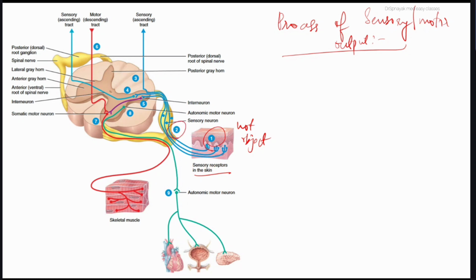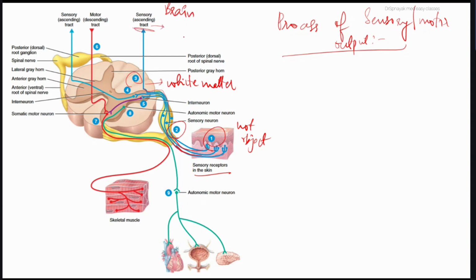That is the second process. The nerve impulses are carried into the spinal nerve. Then axons of sensory neurons enter the white matter. As we can see here in the third process, it enters the white matter of the spinal cord, and then it ascends to the brain. Hence, it is known as the ascending tract.